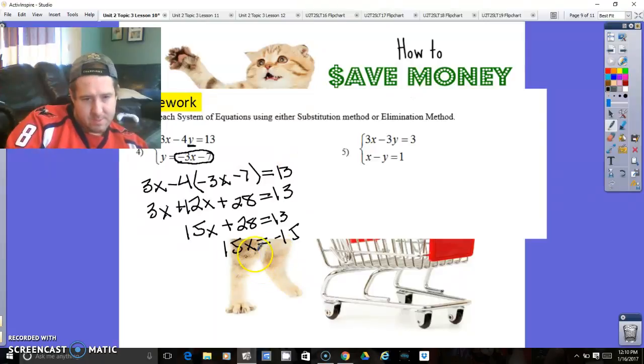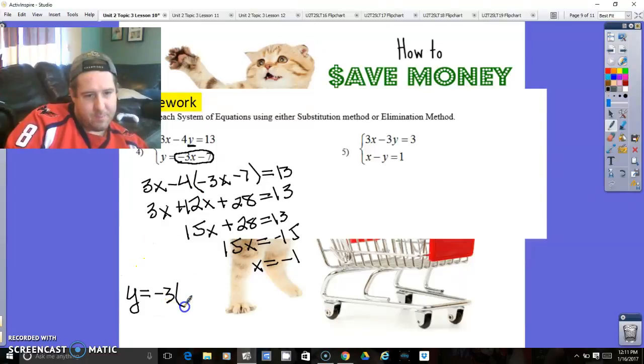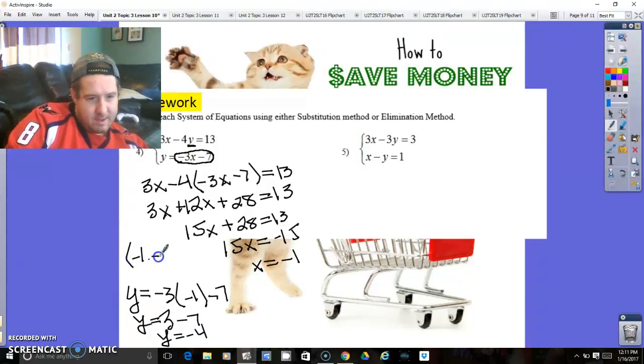Yep. And divide both sides by 15, and you get x is negative 1. Once you've got x is negative 1, all you've got to do is substitute it back in and solve for y. I'd use the bottom line, it'd be easier. Negative 3 times negative 1 minus 7. Negative 3 times negative 1 is 3. 3 minus 7 is negative 4. So there's our answer: negative 1, negative 4.